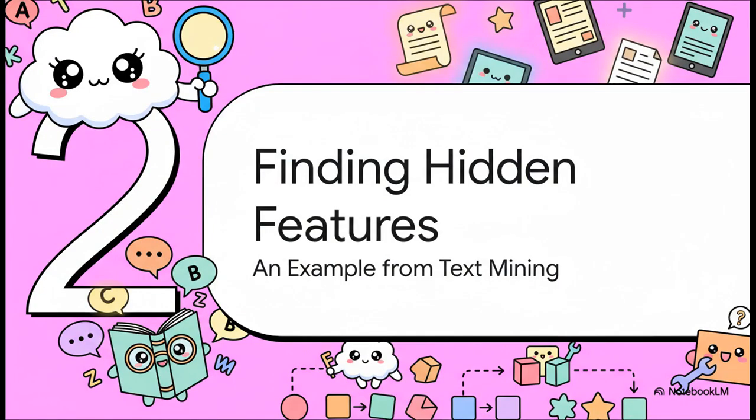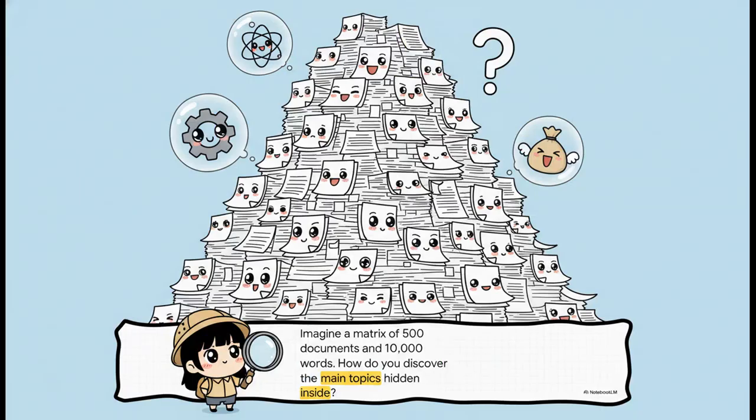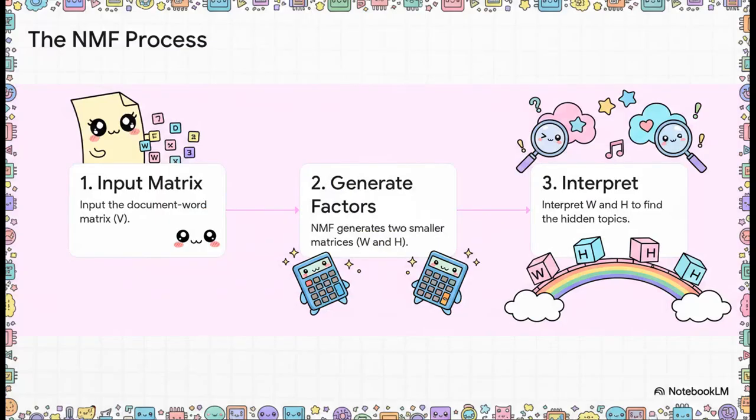I know this might still feel a little bit abstract. So let's make it real. Let's walk through a concrete example from the world of text mining. So picture this. You've got a mountain of text. Let's say 500 different documents. And for each document, you've counted up how many times 10,000 different words appear. So how on earth do you even begin to figure out the main topics or themes buried in that massive collection? Well, NMF makes this whole thing pretty manageable.